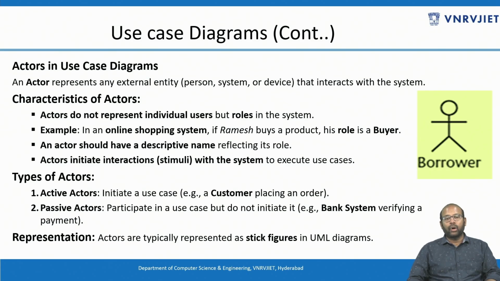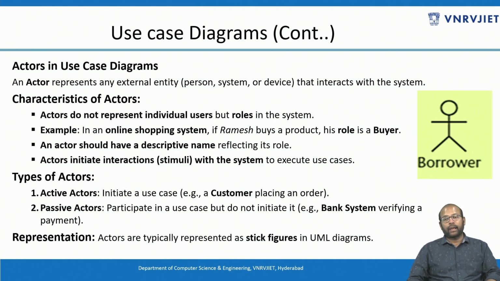When you take an online shopping system example, Ramesh is buying a product, so his role is buying. That will be represented here with the help of this particular actor. An actor should have a descriptive name reflecting its role, what exactly it is doing. Actors initiate the interactions with the system to execute the use cases. So what is the purpose of this actor, and what exactly is it doing with the system? That you represent with the help of interactions.